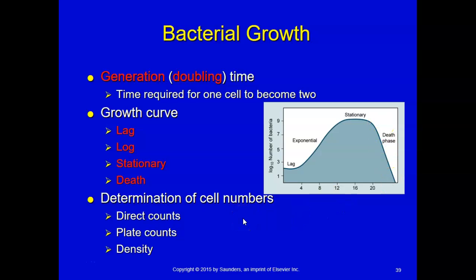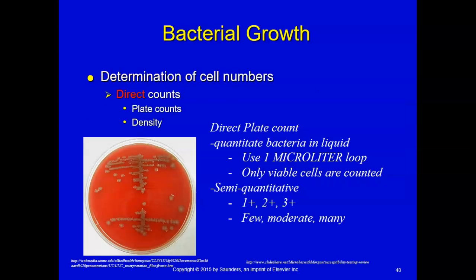Now, we also need to determine how much bacteria is present in our samples. So how do we do that? We have to determine the cell numbers, and we can do this in 3 ways. We can do a direct count, where we count the number of bacteria present under the microscope. This method is not used in the lab. It would take forever. In a direct counting technique, like counting white blood cells on a hemocytometer, we would have to be able to establish living cells from dead cells, and we don't want to do that. It takes so much time.